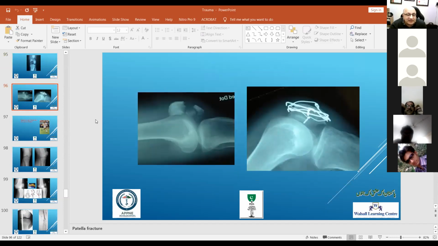What's this? Patellar fracture, yeah. So this method of fixation is called tension band fixation. What does tension band mean? Wiring. What is tension band? Sir, it is the process of converting the tensile forces into compressive forces. Yeah. So does it work everywhere? What places do you know of tension band fixation?